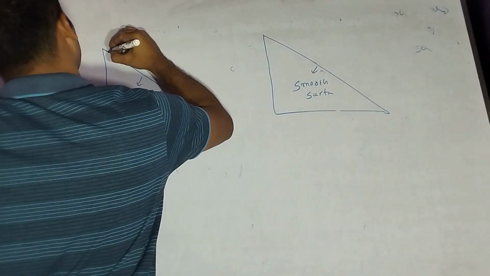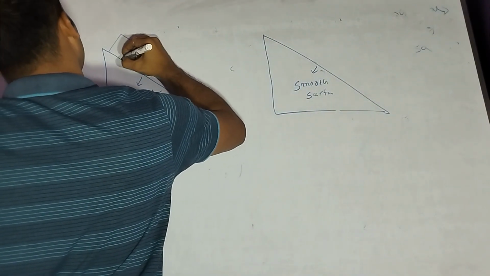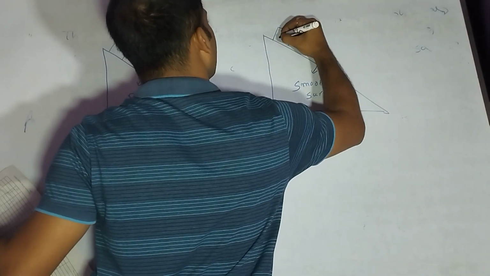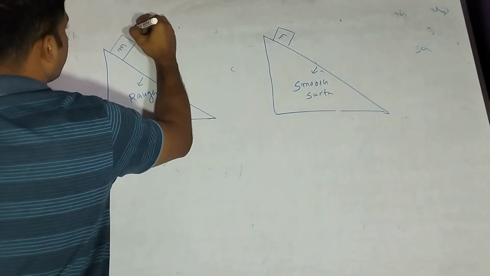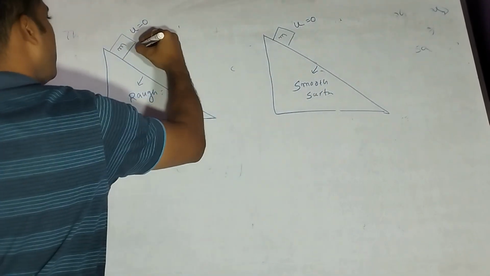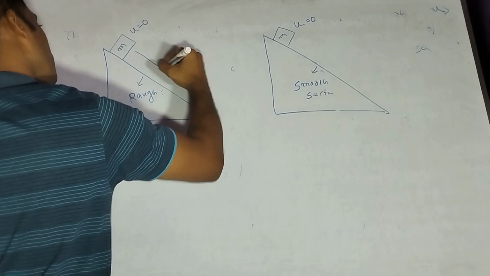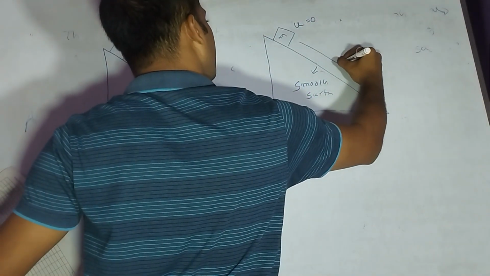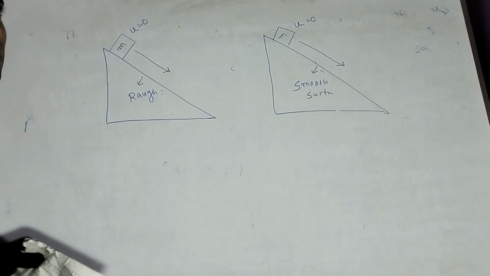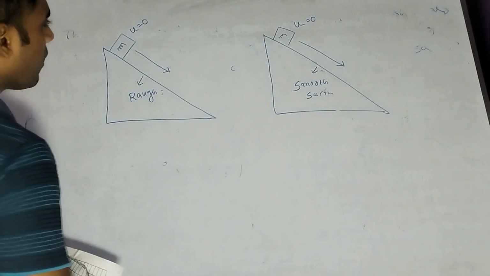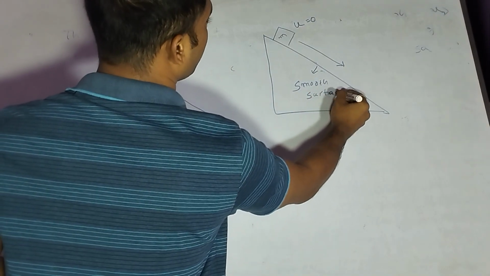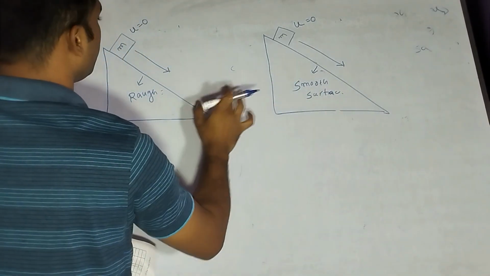Then one block of mass M, and the same block is considered, moving from rest. U is equal to 0. Rest means initial velocity U is equal to 0. Moving in the downward direction along the inclined plane. So this surface is the rough surface, and there, this is the smooth surface. There are two surfaces of inclined plane, rough surface and smooth surface.